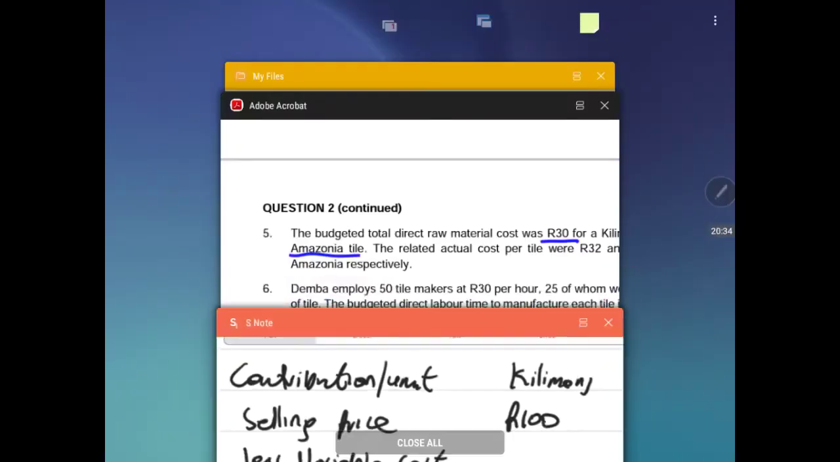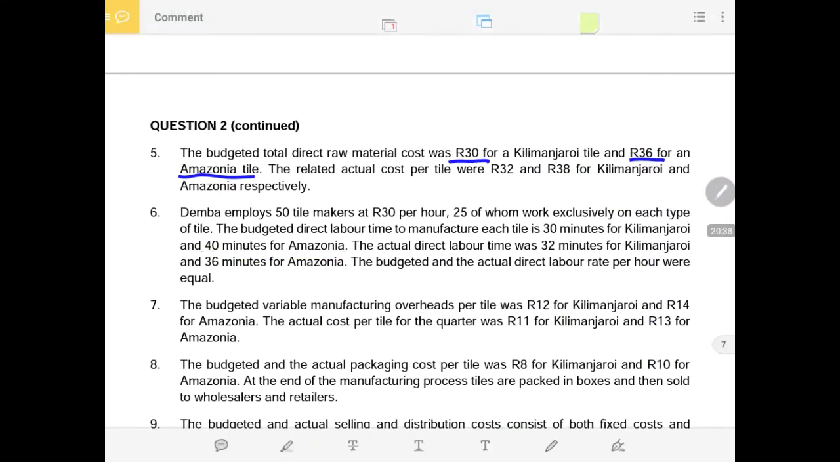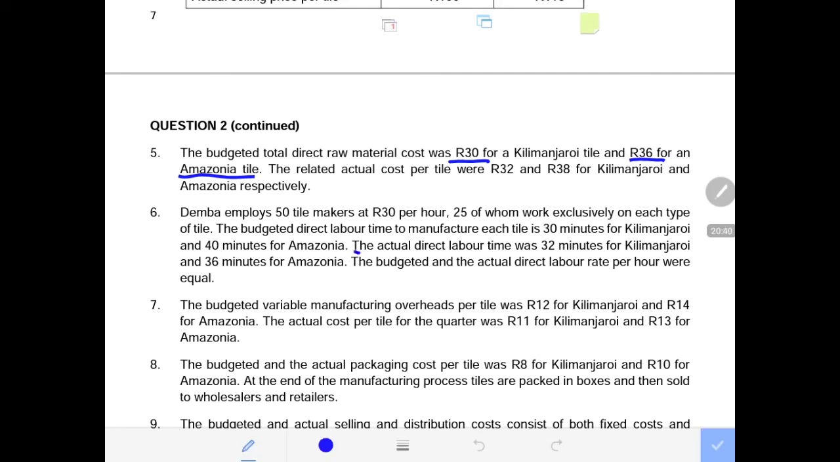Let me continue to this one and clarify something again. The actual, remember, actual relates to the actual income statement, not the budgeted break-even point. The actual time was 32 minutes. That means they estimated that it will be 30 minutes, but they took 32 minutes. Therefore, labor efficiency in this case will be unfavorable for this product.